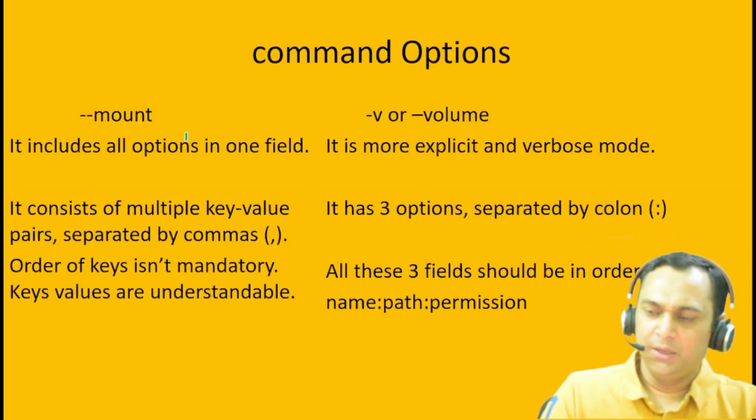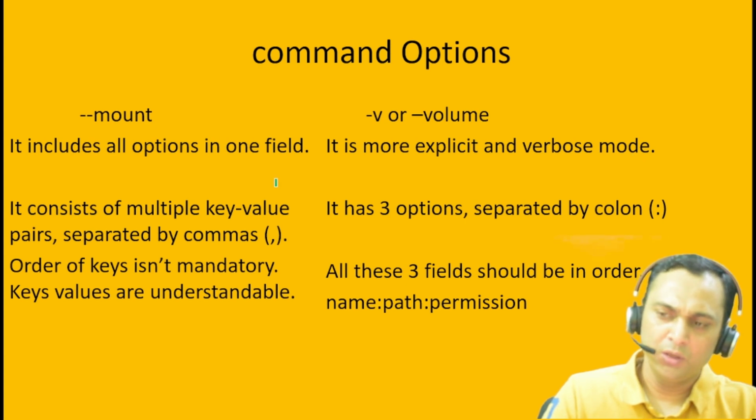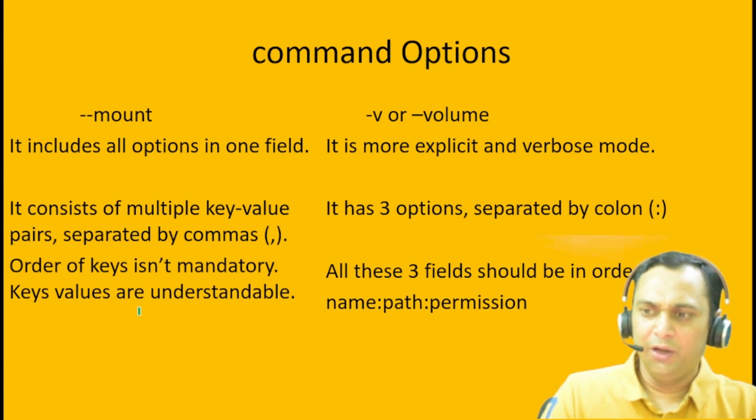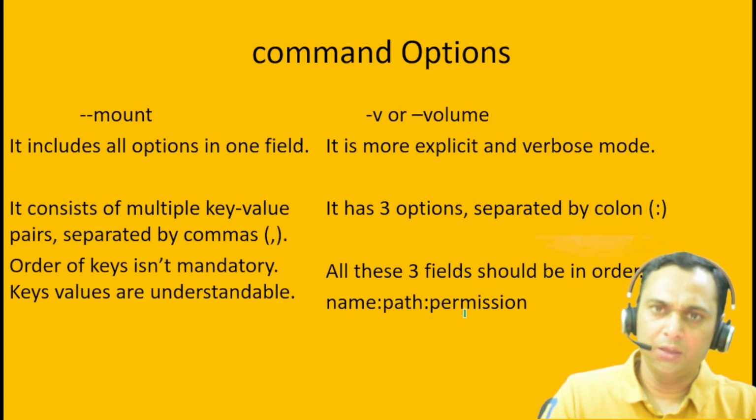So there is a difference here between the --mount and the -v option. -v is --volume. It includes all the options in one field, and it is a less explicit, compact mode. The second difference: --mount consists of multiple key-value pairs separated by comma, while -v has only three options separated by colon. In --mount the order of keys isn't mandatory and the key-values are understandable. With -v, all three fields should be in order: name, path, and permission.